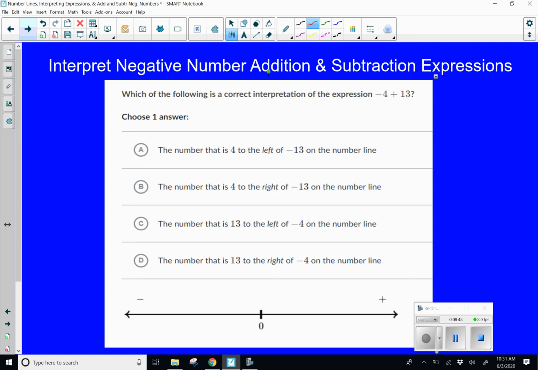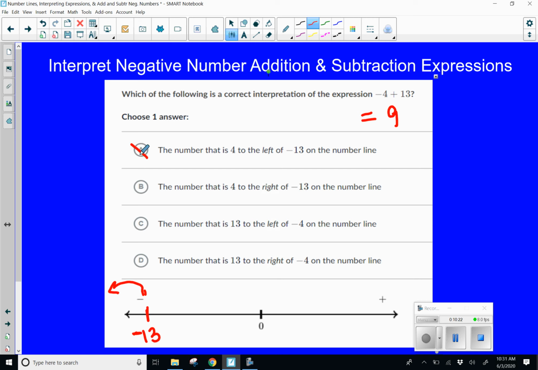Which of the following is a correct interpretation of negative 4 plus 13? So again, I'm going to solve it first. I have different signs, which means I subtract, and I have more positives than negatives, so we're going to end with a positive 9. So it says the number that is 4 to the left of negative 13 on the number line. Well, let's think about this. Let's say hypothetically negative 13 is here. If I go 4 units to the left, will I be at a positive 9? No. So it's not A.